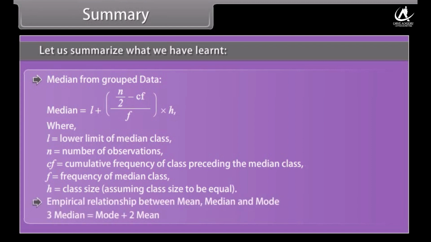Empirical relationship between mean, median and mode: 3 median equals mode plus 2 mean.